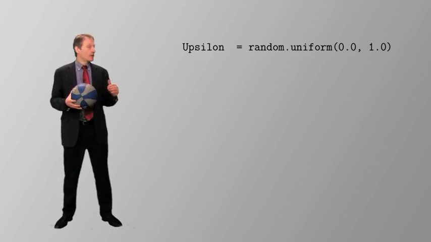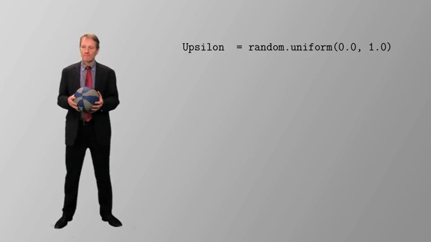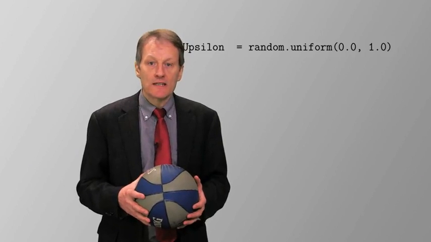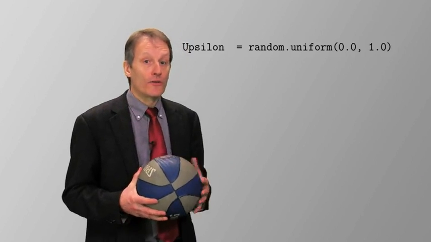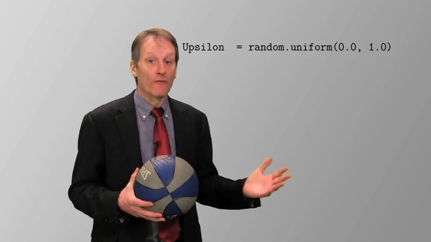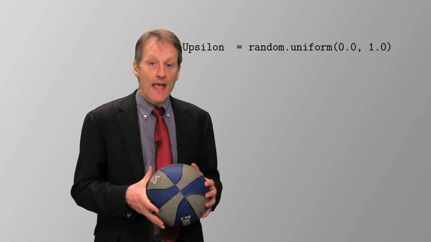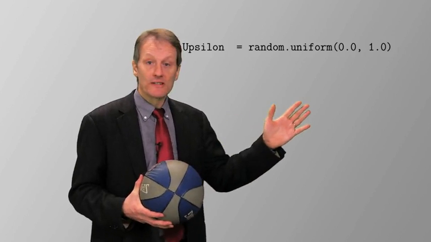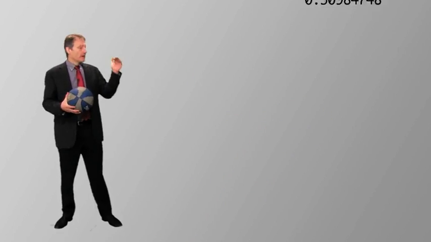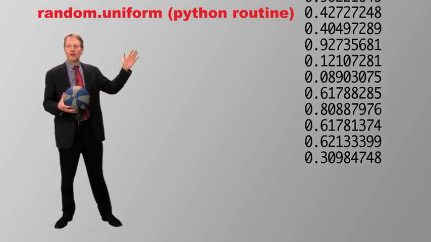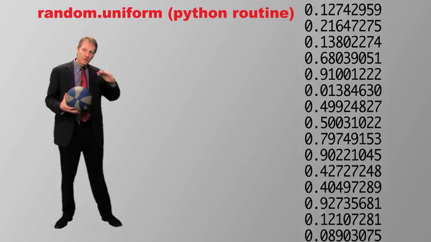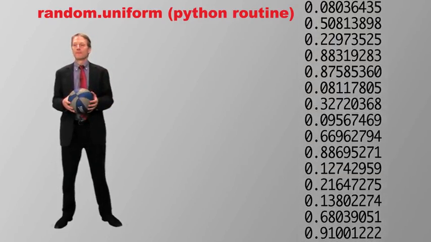For 3 weeks already, we heavily relied on random numbers upsilon generated through upsilon equals random.uniform between 0 and 1. This means that we called on the module random of Python and used the function uniform between 0 and 1 to generate random numbers between 0 and 1 uniformly distributed with a flat distribution.